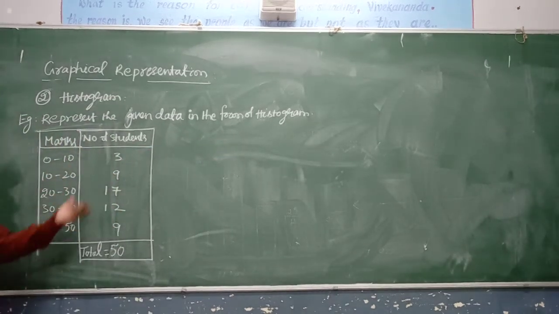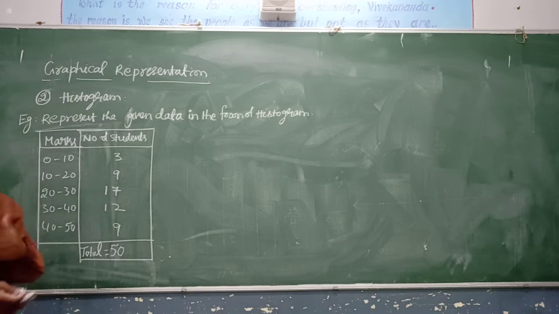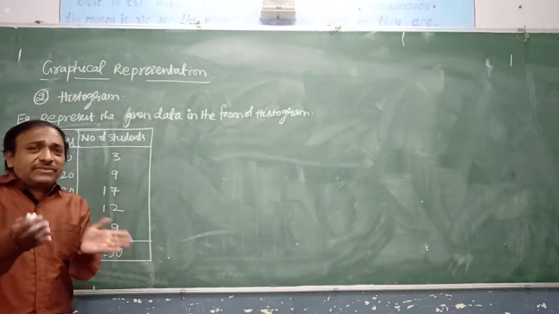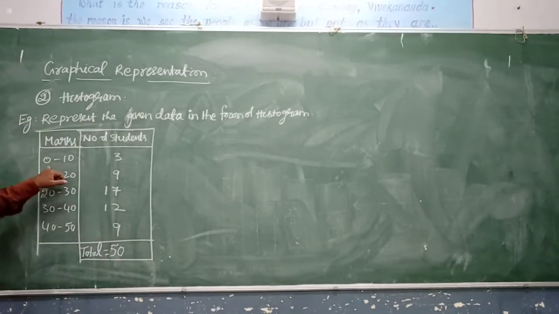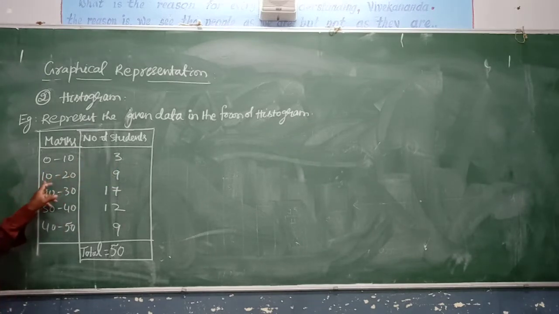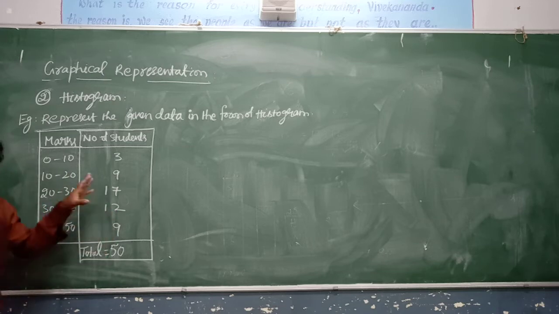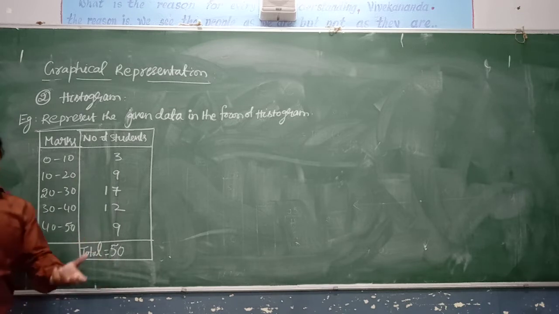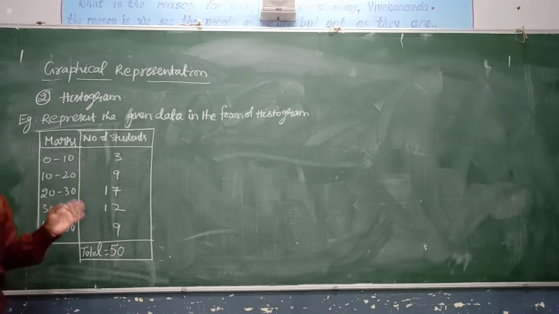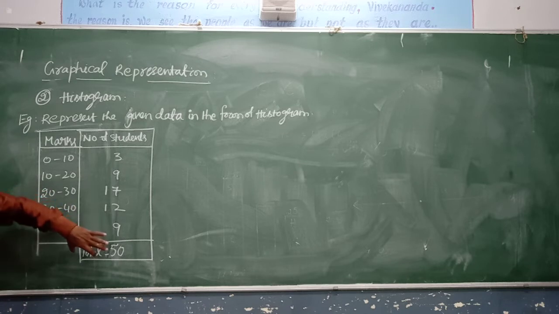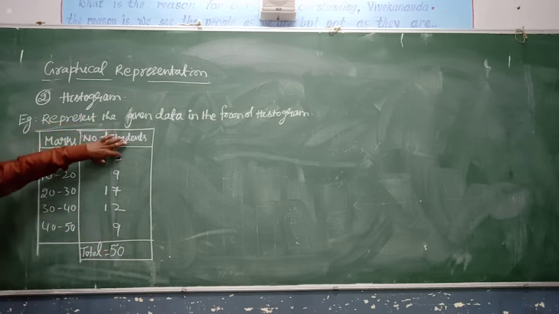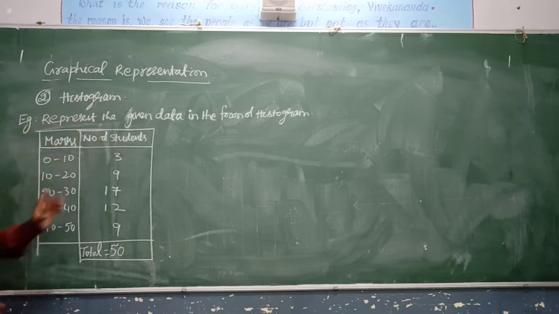Marks of the students and the number of students. The given information is grouped into categories: those who secured marks between 0 to 10, 3 students; 10 to 20, 9; 20 to 30, 17; 30 to 40, 12; 40 to 50, 9 students. Total 50 students' data they collected and categorized into groups. So this is a grouped frequency table, and these are the class intervals and this is the frequency. Observe the class intervals 0 to 10, 10 to 20.